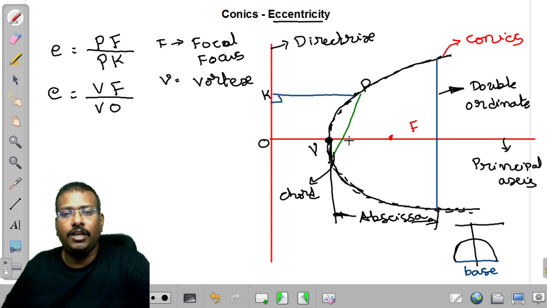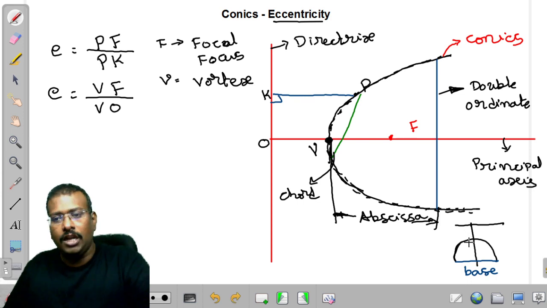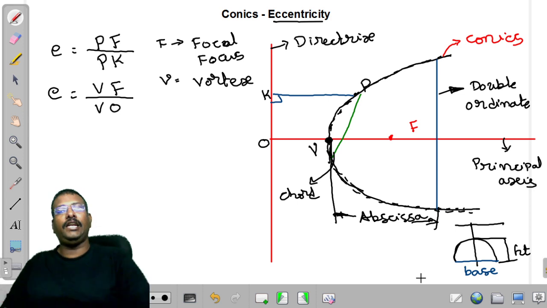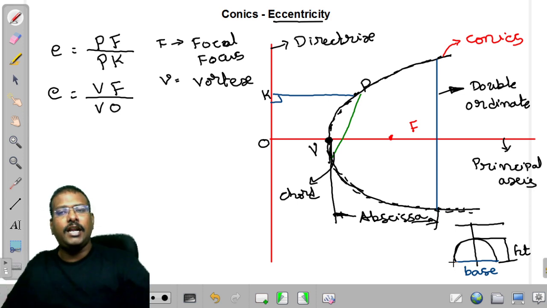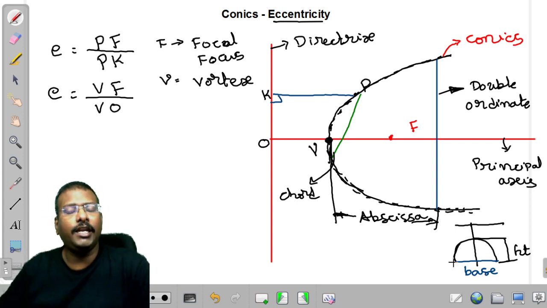So the distance between double ordinate to the vertex, or length of the axis from vertex to the double ordinate, is considered as abscissa. But whereas in parabola, you are already familiar, this one is the height of the parabola. Abscissa and height will be used alternatively in case of parabola. Double ordinate will be considered as the base in case of parabola.